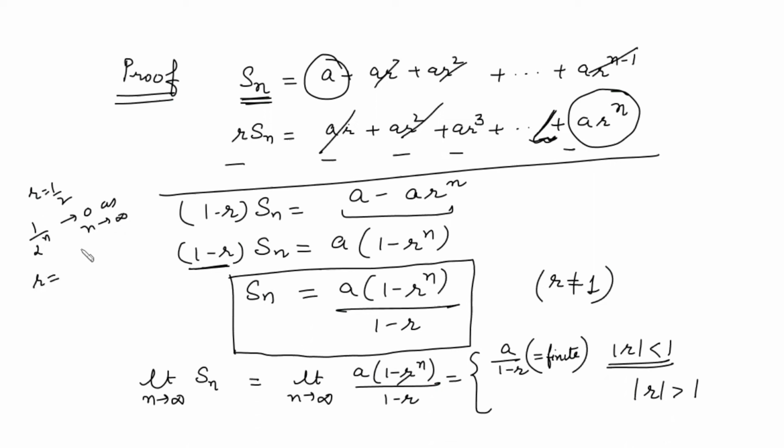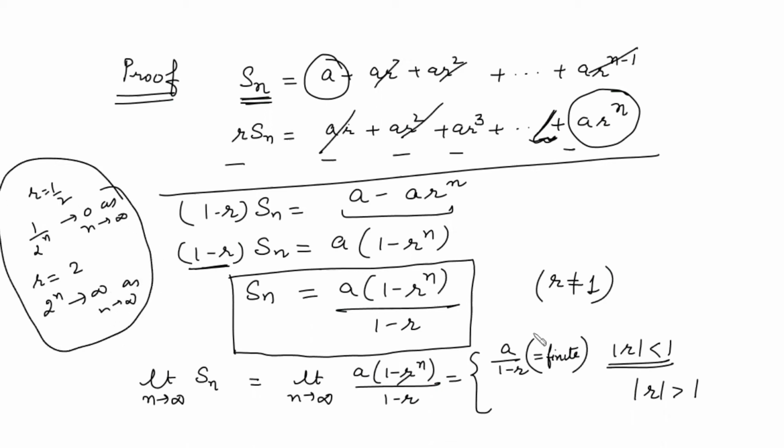But if your r is greater than 1, let's suppose 2, 2 to the power n goes to infinity as n goes to infinity, right? So therefore whenever the mod of r is less than 1, this term is going to 0 as n goes to infinity. So you are left with the sum of the series as a upon 1 minus r. However, whenever mod of r is strictly greater than 1, this term is going to infinity, so you will have this sum as infinity. So what does this imply?